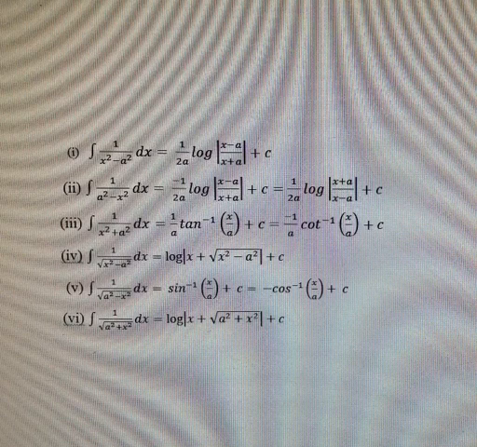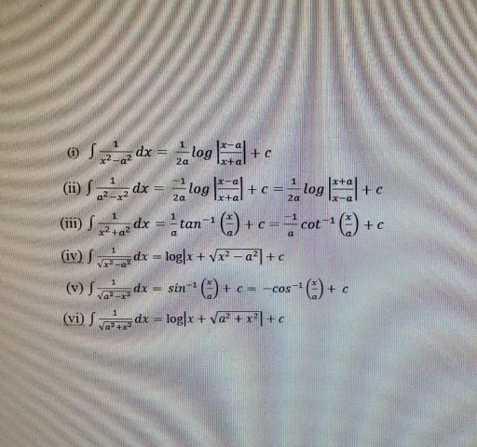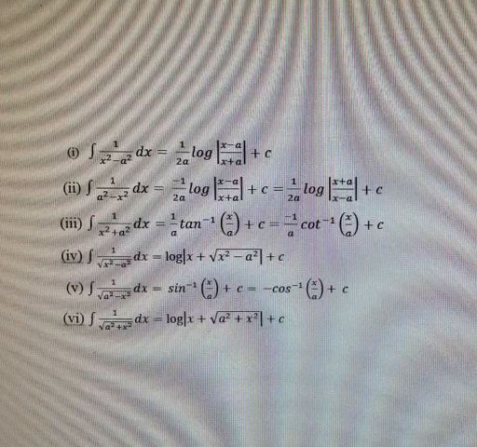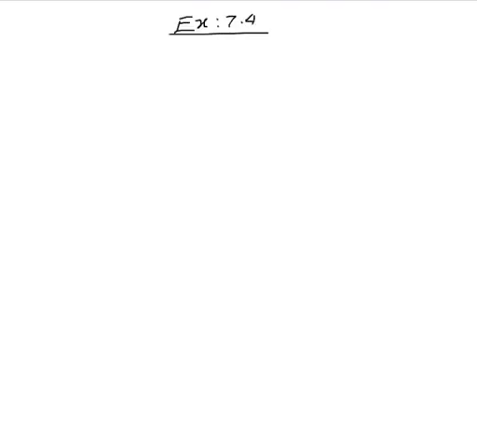See the third formula, integral 1 by x square plus a square dx is 1 by a tan inverse of x by a plus c or minus 1 by a cot inverse of x by a plus c. Similarly, the fifth one, integral 1 by root of a square minus x square dx is equal to sine inverse of x by a plus c or minus cos inverse of x by a plus c. Now using these 6 formulae, let us do the first 9 questions of exercise 7.4.